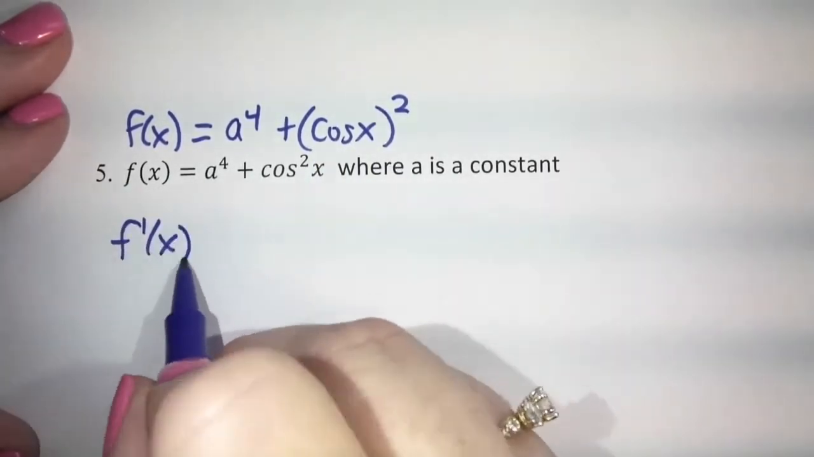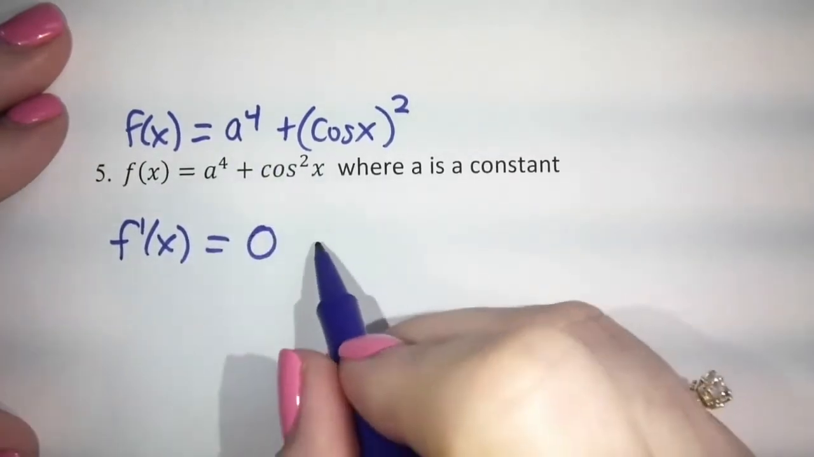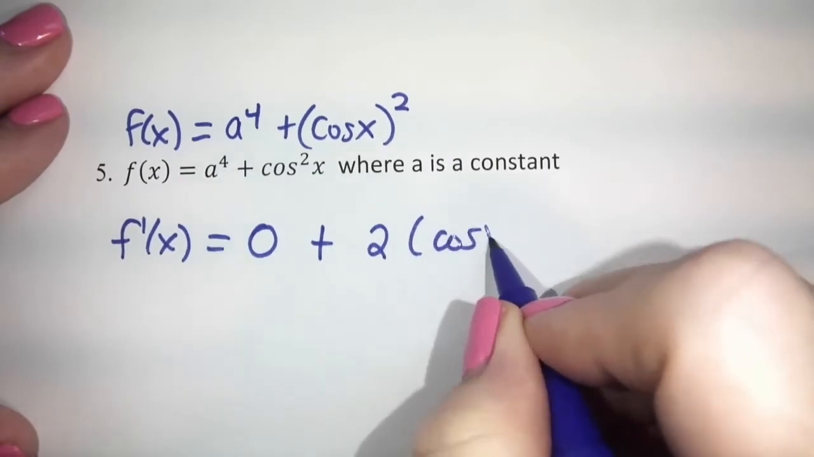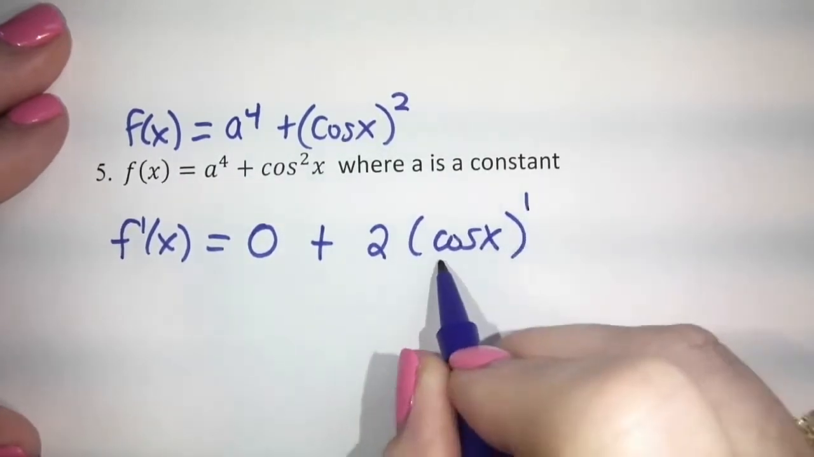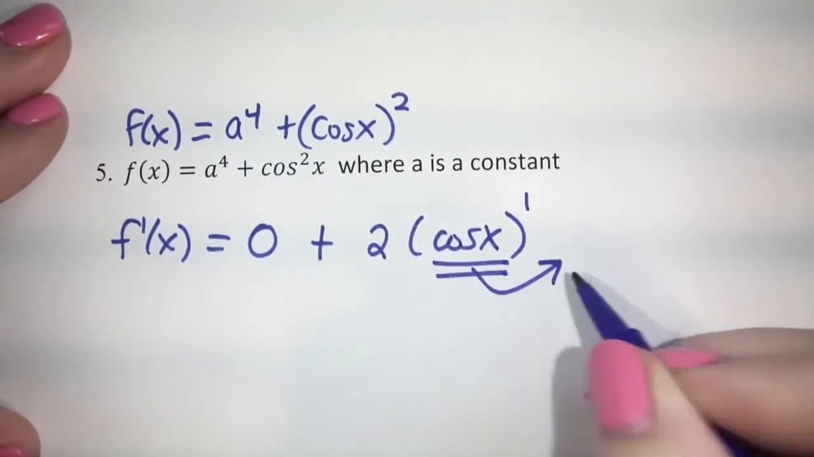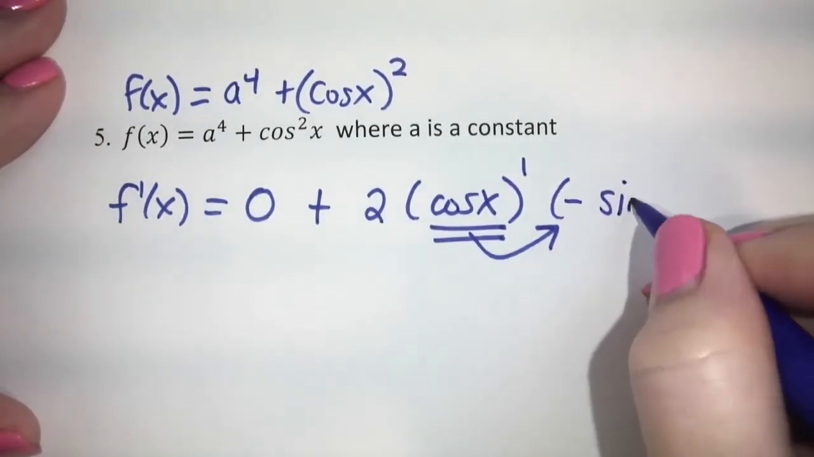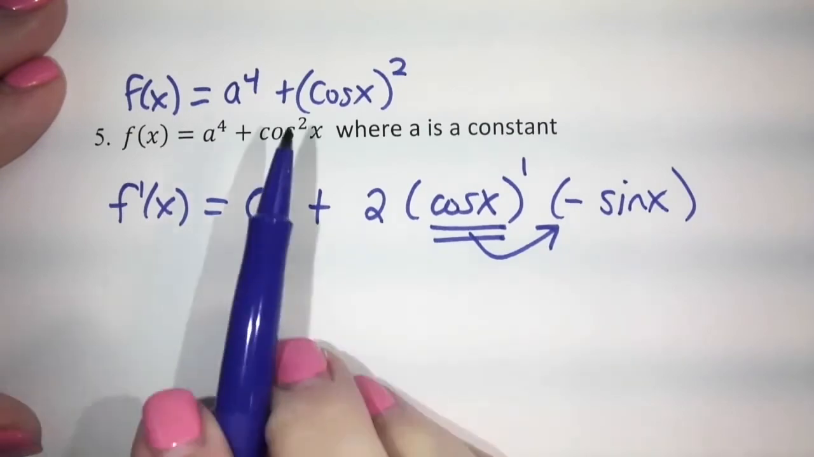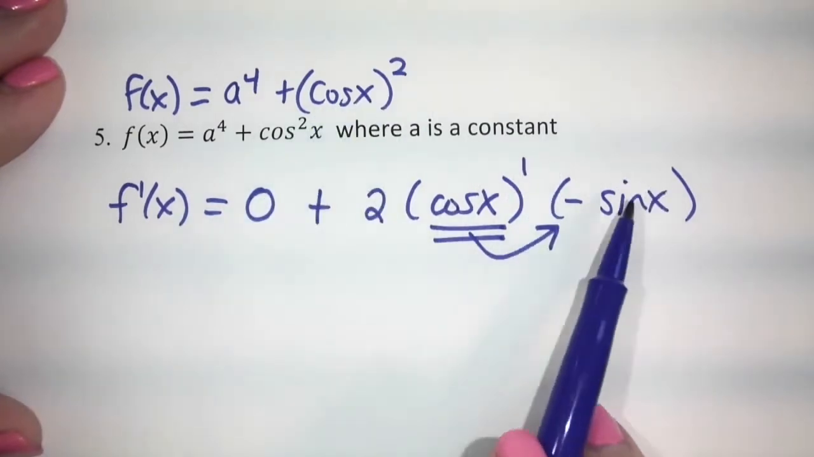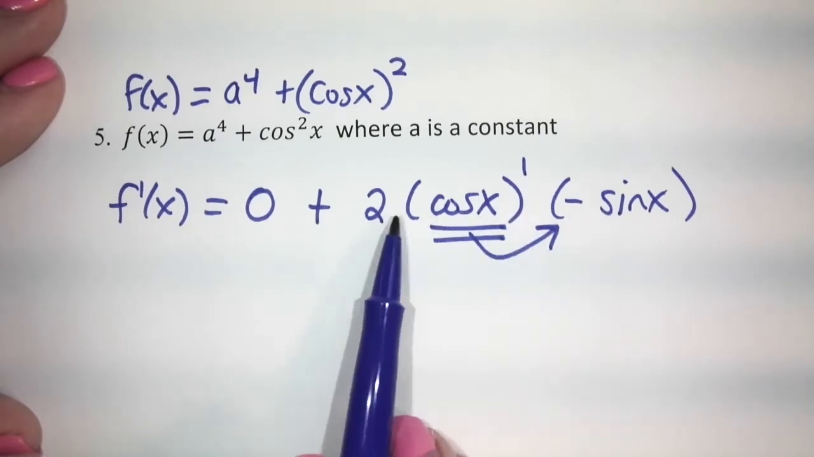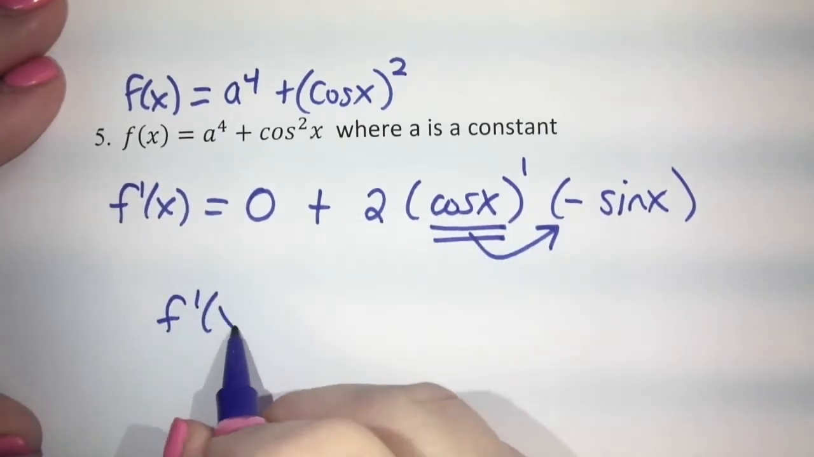So the derivative here, derivative of a to the 4 would be 0. Derivative of something squared would be 2 out in front, bracket to the 2 minus 1 is 1, and then times the derivative of the bracket. And of course, the derivative of cos x is negative sine x. So you can see the derivative of cos squared is nothing like negative sine squared. So be careful. It's negative 2 sine x cos x.